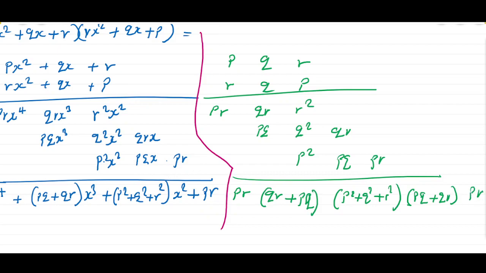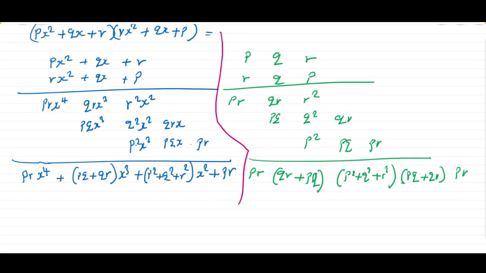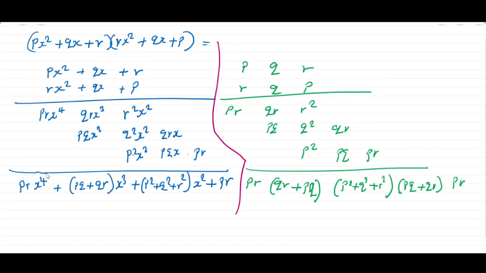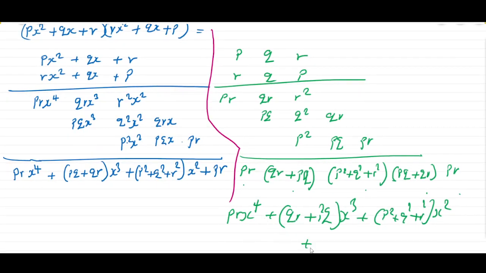So you see that essentially here, I hope it can be seen, if we compare both sides, because here we have 1 2 3 4 5 terms, this will begin as p r multiplying x to the fourth. This will be plus q r plus p q multiplying x to the third power plus p square plus q square plus r square multiplying x squared. And then we have a plus p q plus q r multiplying x, and then we have a plus p r.